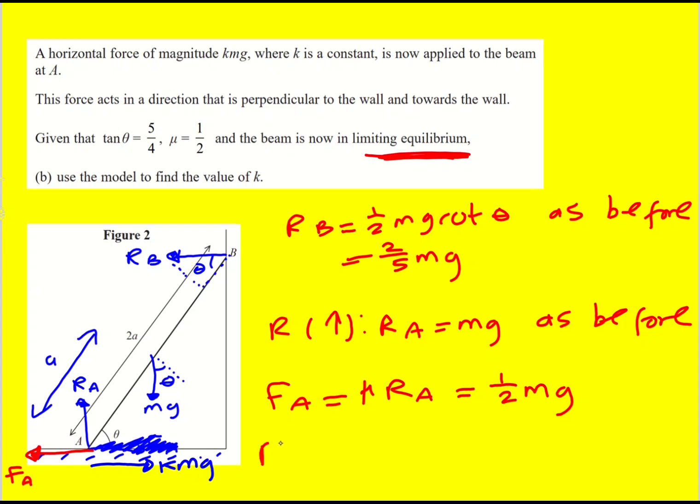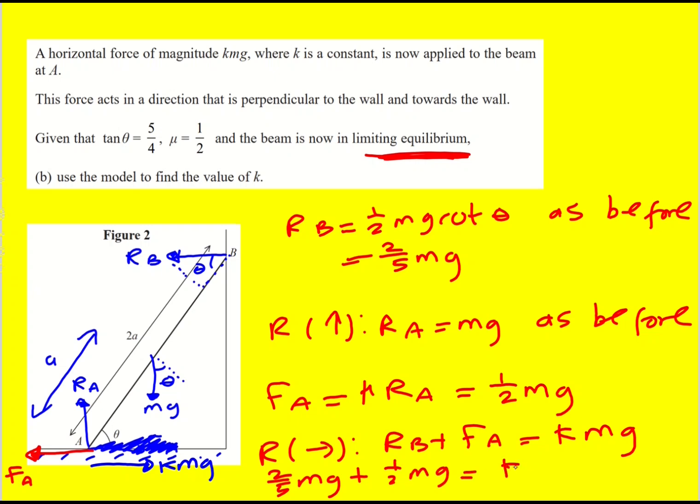So let's look at forces horizontally. It must be that RB plus FA is equal to kmg. Forces to the left equal the force to the right. So that's 2/5 mg plus a half mg is equal to kmg. And that's 0.4 plus 0.5. So k is going to equal 0.9.